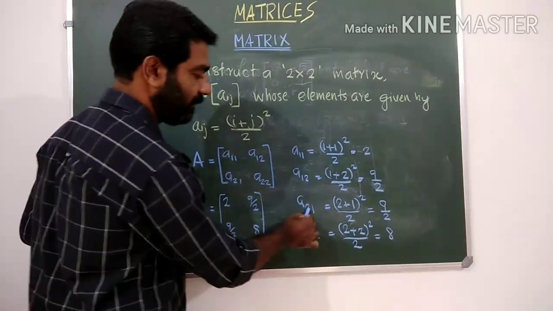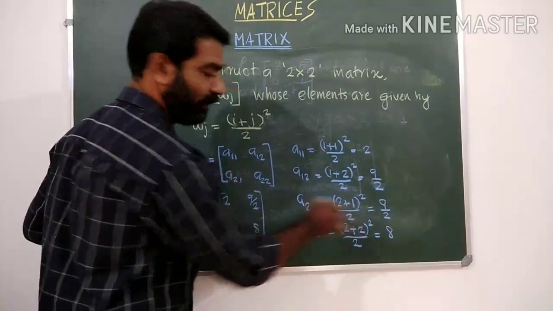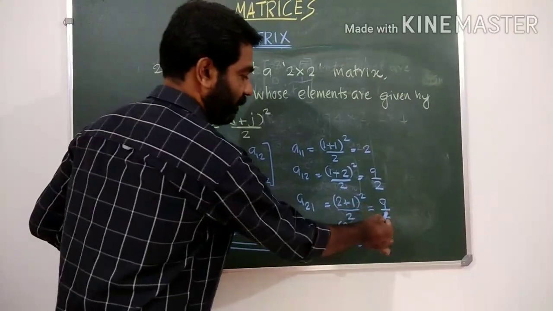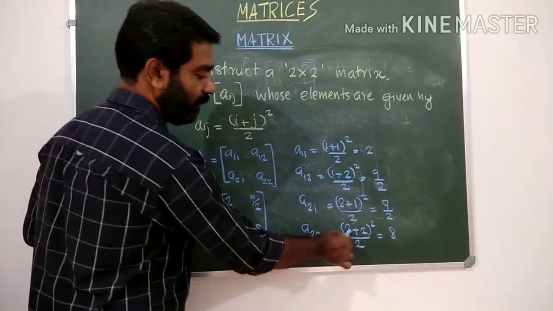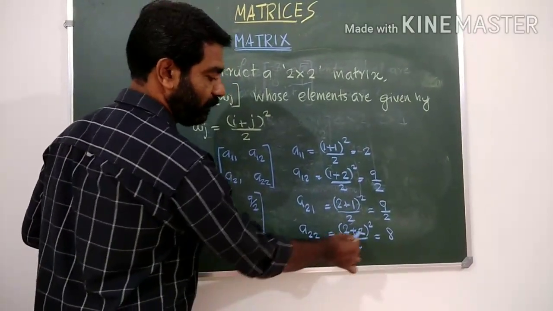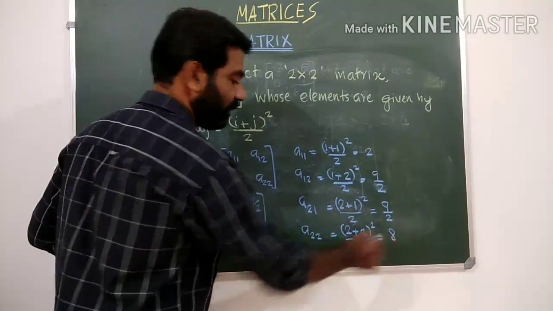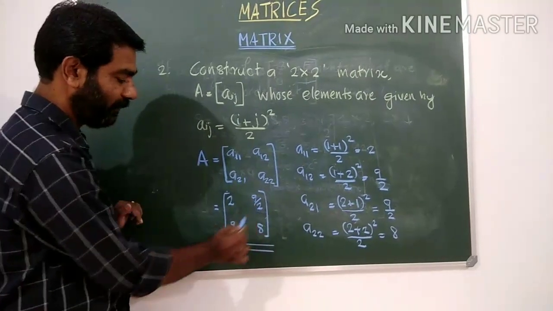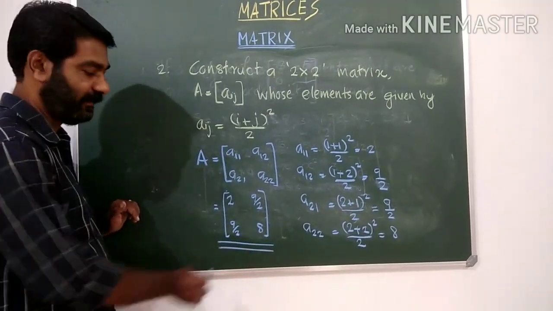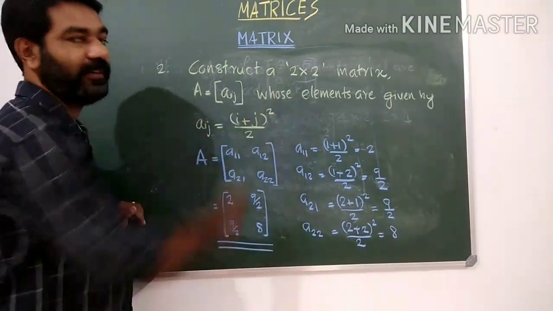Now the second row, the first element is A21. So A21 is equal to (2 plus 1) whole square by 2. That is 9 by 2. And the last element A22 is equal to (2 plus 2) the whole square by 2. 2 plus 2 is 4, 4 square is 16, 16 by 2 is 8. So the matrix is 2, 9 by 2, 9 by 2, 8. Okay. This is the matrix we had to construct.